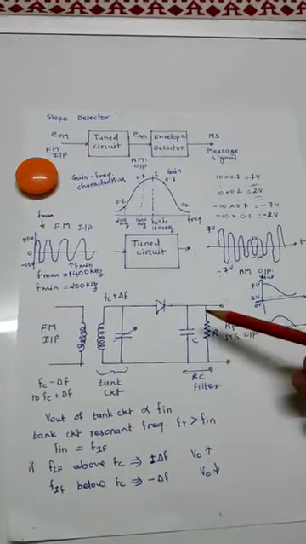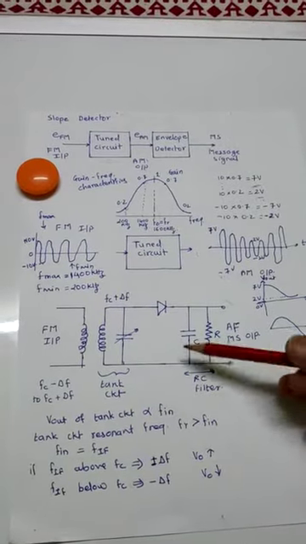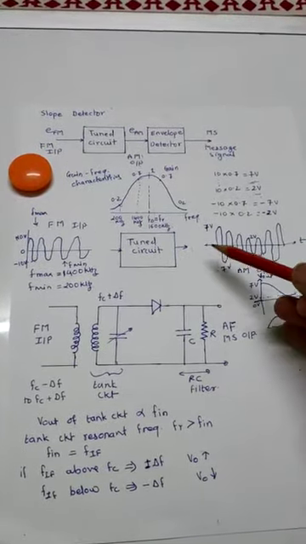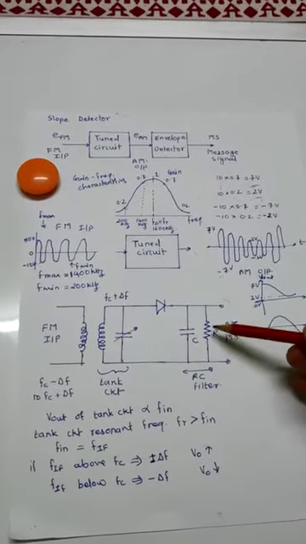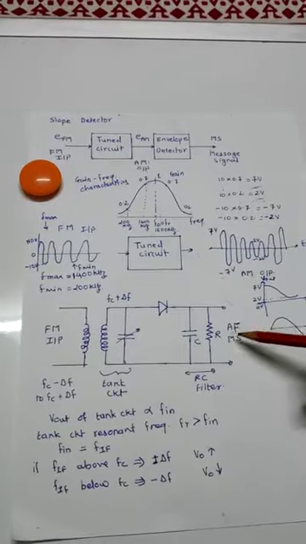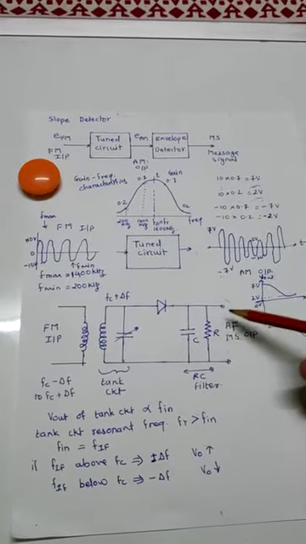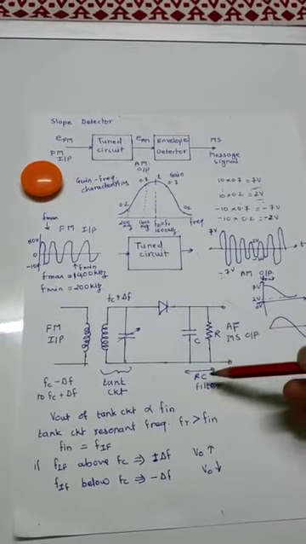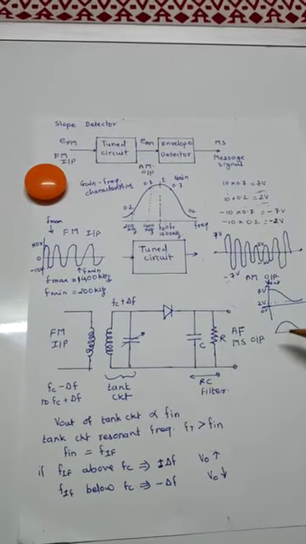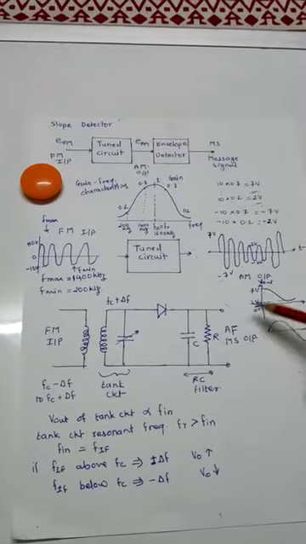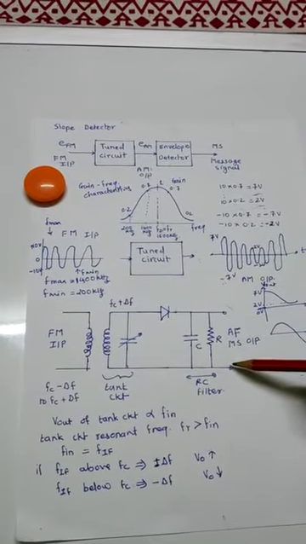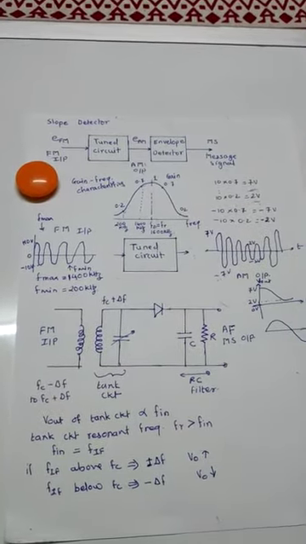This RC circuit acts as a low pass filter, so the charging and discharging pulses at the resistor get smoothened out due to this RC circuit, and we get the smooth message signal at the output of the slope detector.